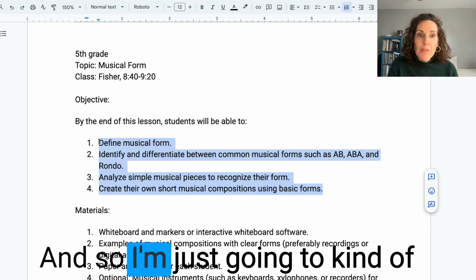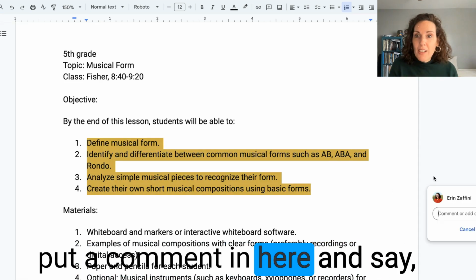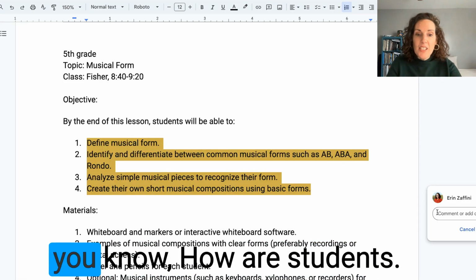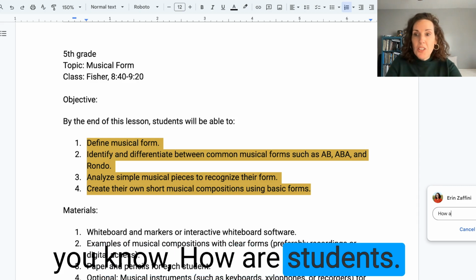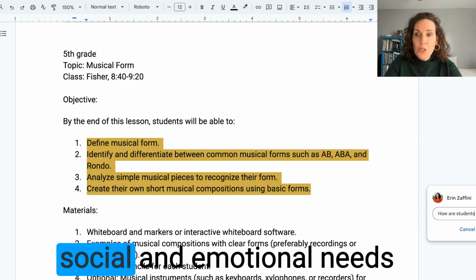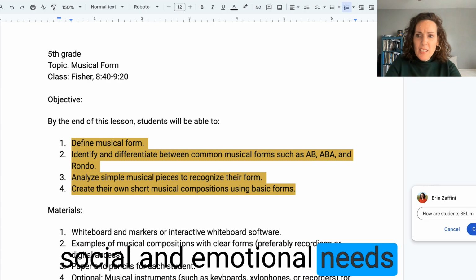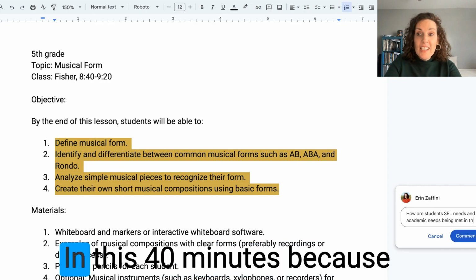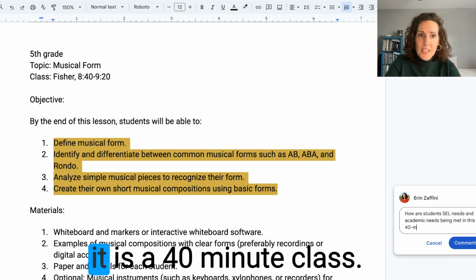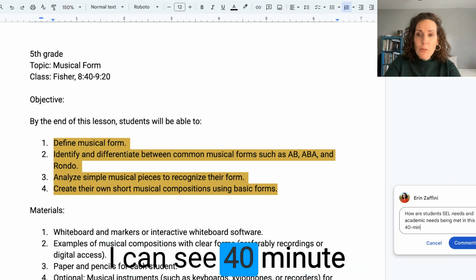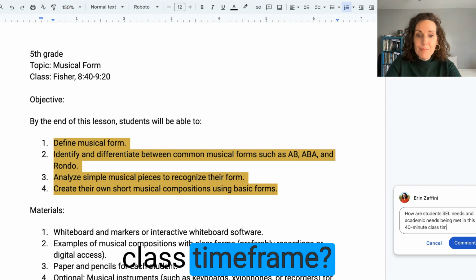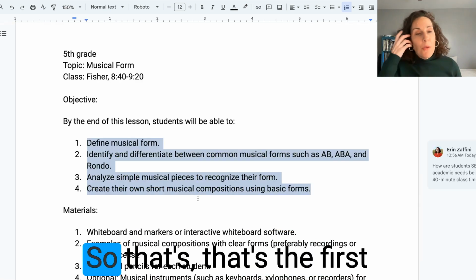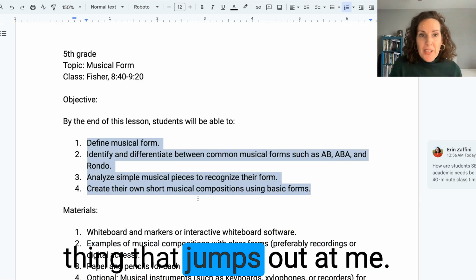And so I'm just going to put a comment in here and say, how are students' social and emotional needs being met in this 40-minute, because it is a 40-minute class, I can see, 40-minute class time frame. So that's the first thing that kind of jumps out at me.